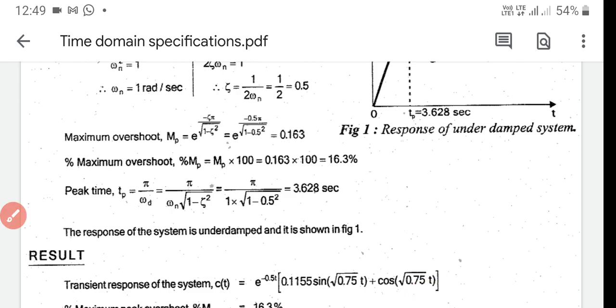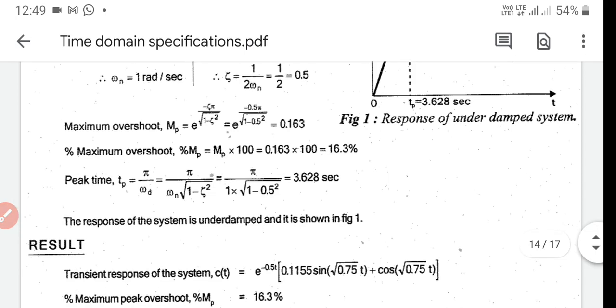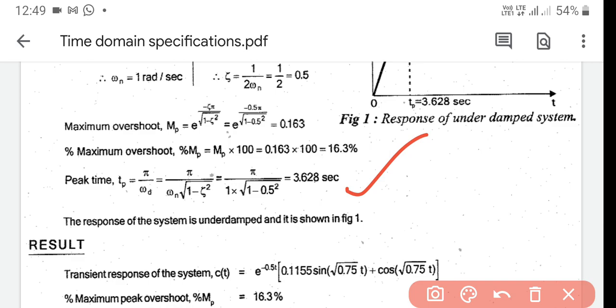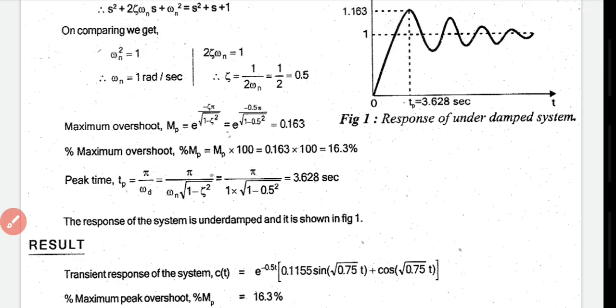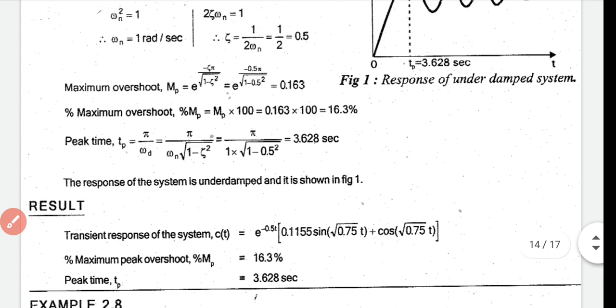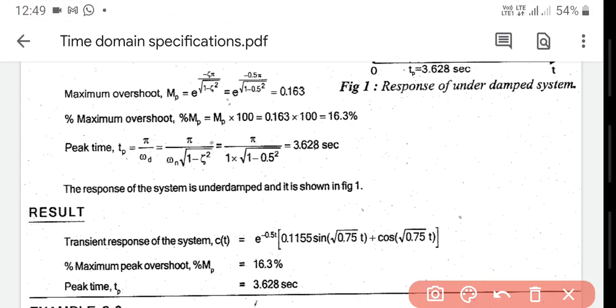And what is the peak time formula? Pi by omega d. Pi by omega d is nothing but pi by omega n into square root of 1 minus zeta square. You know the omega n value and zeta value. Substitute those values here, and you will obtain the peak time as 3.628 seconds. Like this you have calculated the values for the given second order system: the transient response, maximum peak overshoot, and peak time.